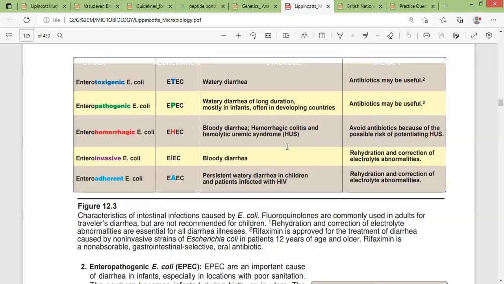So for bloody diarrhea, only two pathogenic types cause it: enterohemorrhagic, the obvious one, and the enteroinvasive. Something unique about enterohemorrhagic E. coli is that we should avoid using antibiotics. Why? Because somehow antibiotics induce the expression of the toxin that this E. coli produces, and so antibiotics can worsen the disease. They risk worsening the hemolytic uremic syndrome.